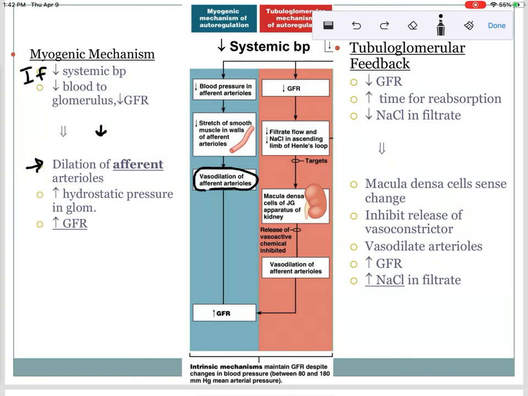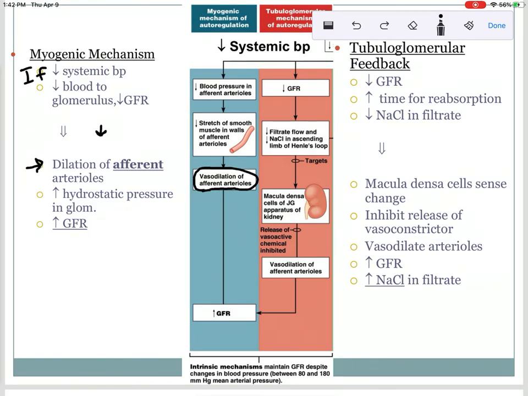So really, everyone, myogenic mechanism is just a fancy way of saying what we probably could figure out already. If, for whatever reason, we have not enough blood coming into the glomerulus, how can we fix that? Dilate the afferent arteriole. If we dilate the afferent arteriole, more blood is going to come into the kidneys, and we can do more glomerular filtration. That is it. Okay? So, make sure you know the scenario.